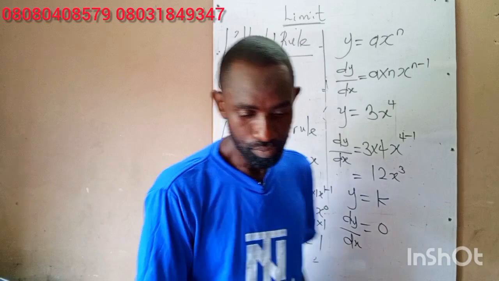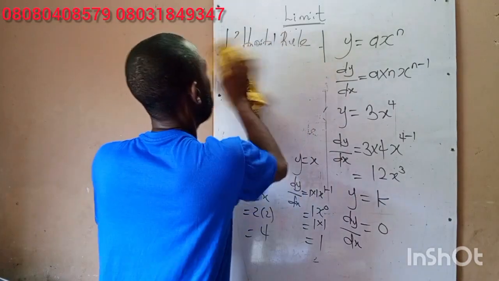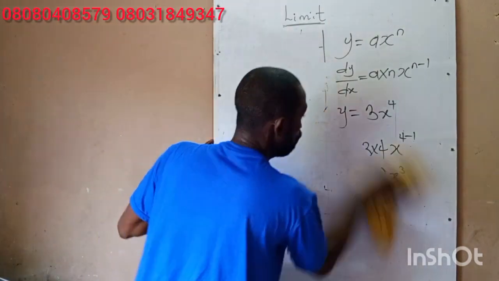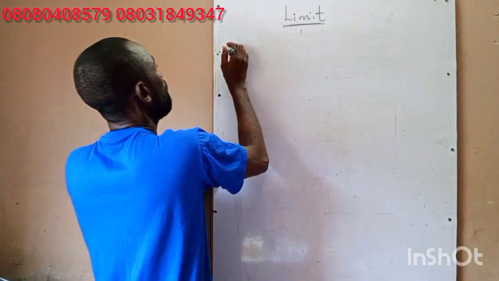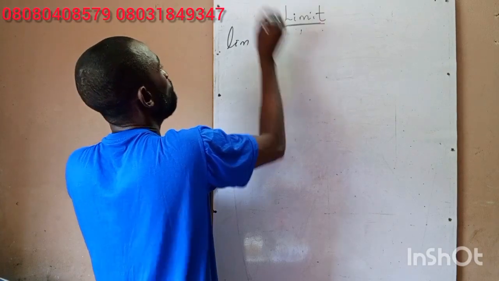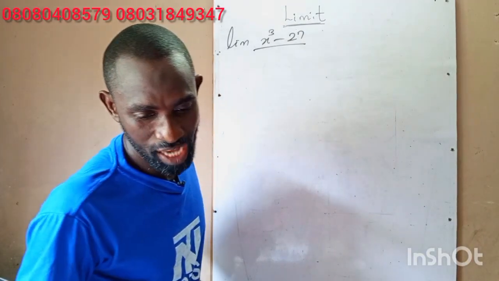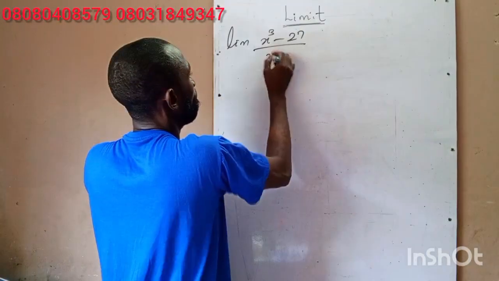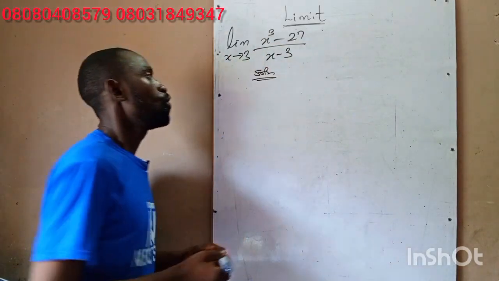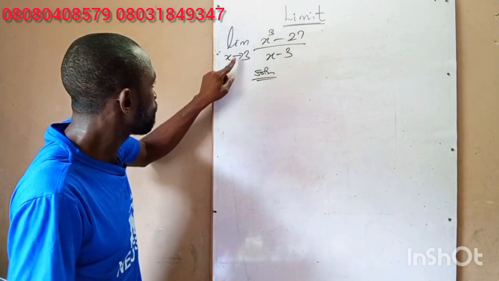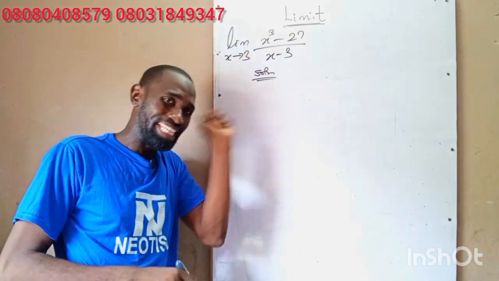So let's have more questions. We also evaluate the limit. The choice is yours to use any rule that you like. Evaluate the limit of x cubed minus 27 all over x minus 3 as x tends to 3. Class, what's the first thing to do? We use direct substitution. When I put 3 here, 3 minus 3 is 0. So it means I cannot use direct substitution again. It will not work there.